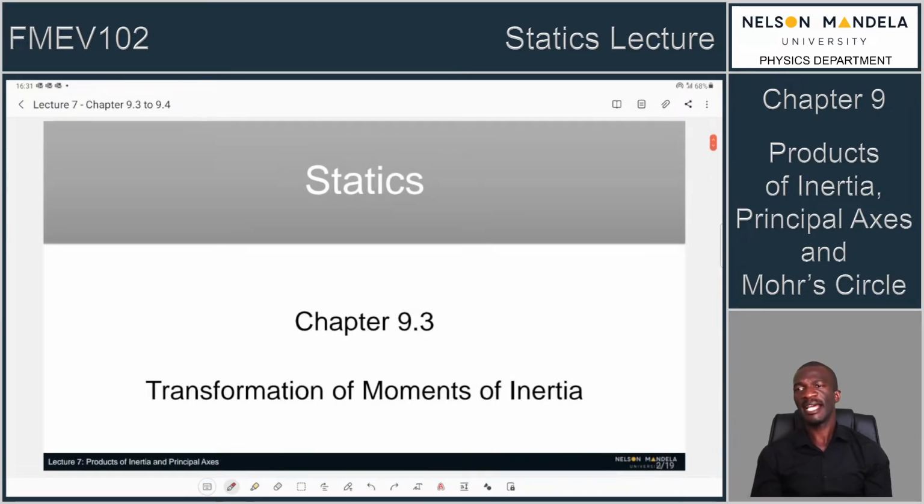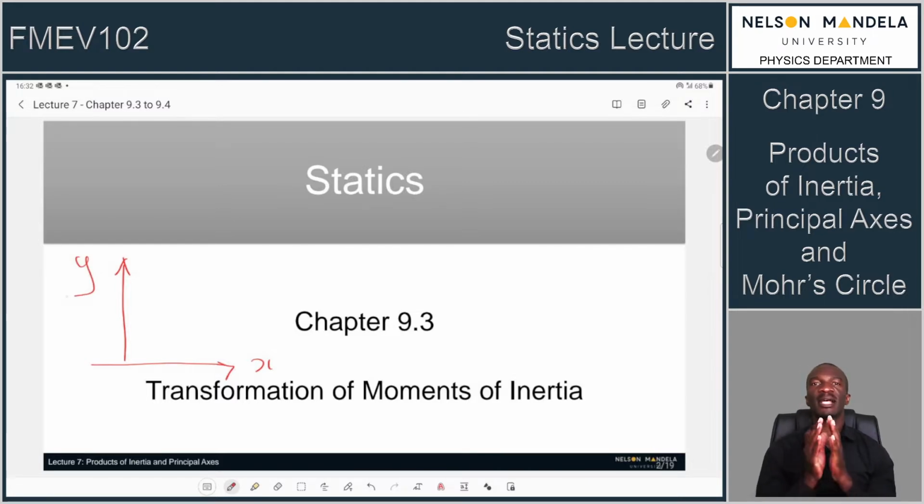So chapter 9.3 is entitled Transformations of Moment of Inertia. When we discuss transformations, what we're actually trying to do is to convert our normal moments of inertia that we will have calculated using an XY plane. We want to convert these moments of inertia into some other system of axes on which we can easily locate the minimum and the maximum, and even calculate other moments of inertia at different orientations of the area. So the process of transforming our moments of inertia from one set of axes to another set of axes, right? To another set of axes.